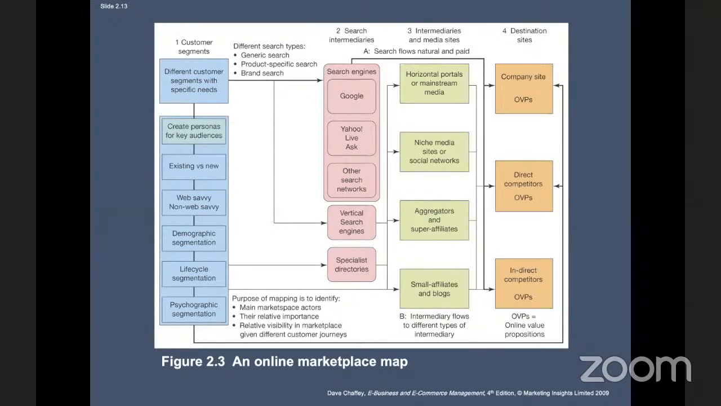Now here we have an online marketplace map. How an online marketplace exists, and what are the procedures, and what are the different connecting points. First, the customer segment. In customer segment, different customer segments with specific needs, and then they go towards the search engines, different types of generic search, product specific search, and brand search. So in search engines, we have Google, Yahoo, Live, Ask, other search networks, vertical search engines, and specialist directories.